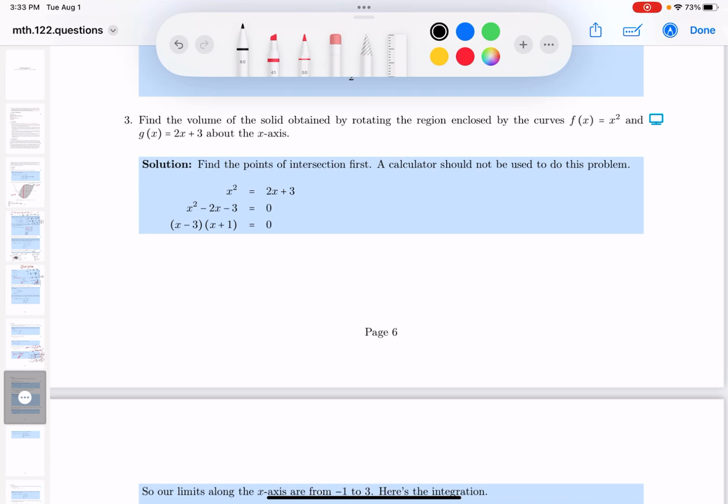Okay, starting with problem number three. Again, I know it's a volume problem. We're going to take a region and rotate that region about an axis. So the first thing to do is just visualize what they're telling me over here. And it doesn't look that bad to me.